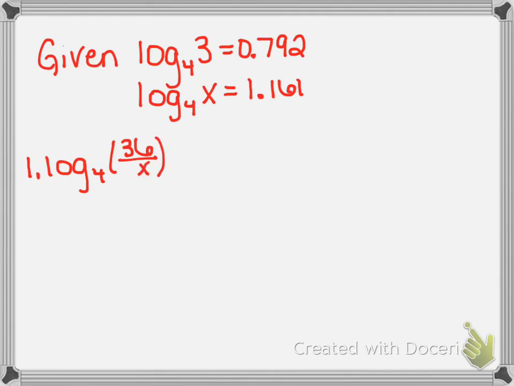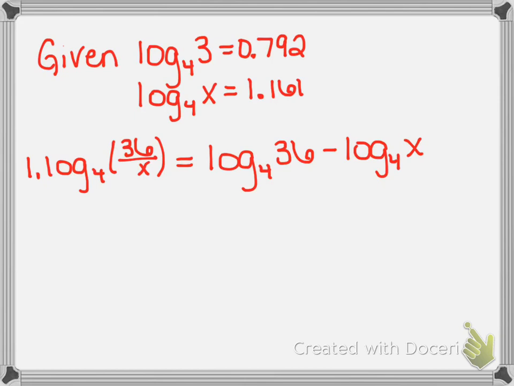And so what we do is we use our log properties to expand this log as much as we need to into separate logs so that we can evaluate it. So we could start out by simply dealing with the division. We have 36 divided by x inside of the log. So I'm going to split them up into separate logs and do log base 4 of 36 minus log base 4 of x.